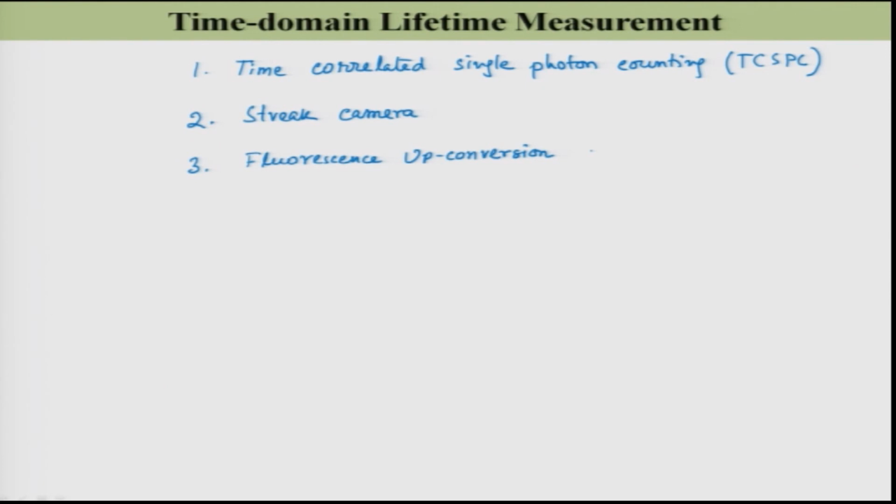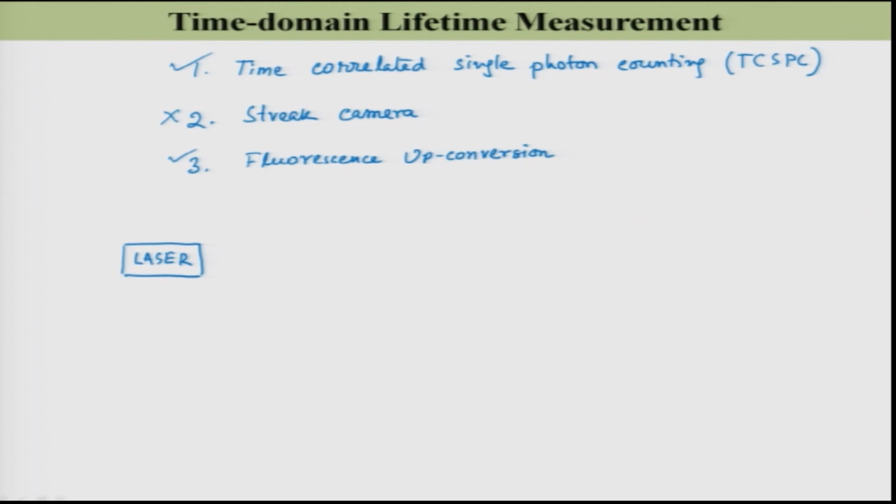First, let me tell you about this time correlated single photon counting. I will not discuss the streak camera because it is a little complicated and I do not want to discuss it in this basic course, and then I will discuss the fluorescence upconversion. Okay. So, let me draw the basic setup of this time correlated single photon counting. Here what you need is a laser.